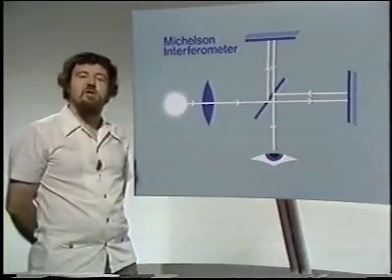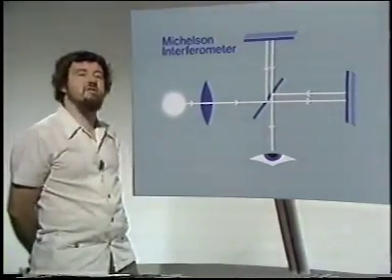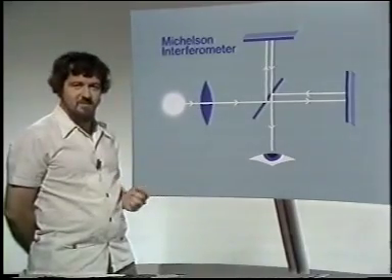This is the diffraction pattern of a double slit. Essentially, it's produced by interference between two beams of light transmitted by the two slits. In this program, we're going to produce two-beam interference in rather a different way. We're going to use a device called the Michelson interferometer.